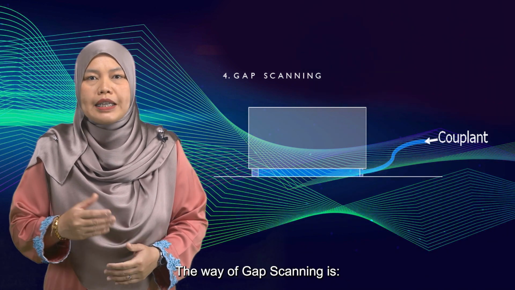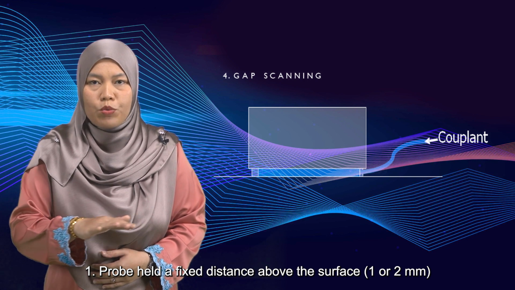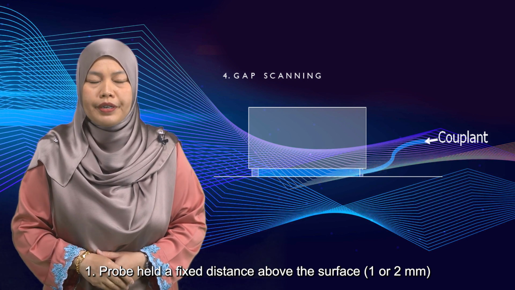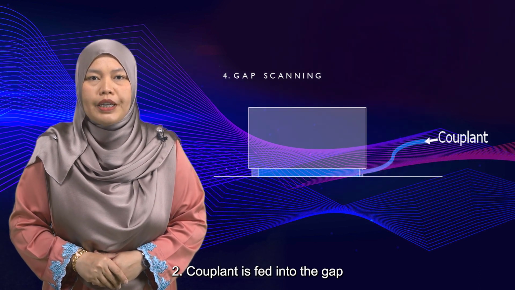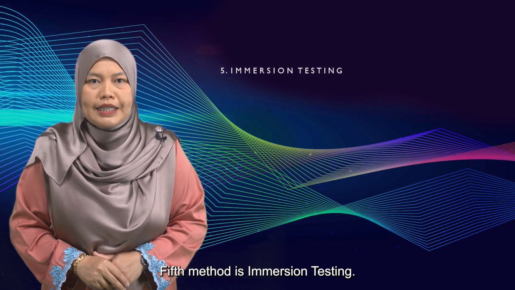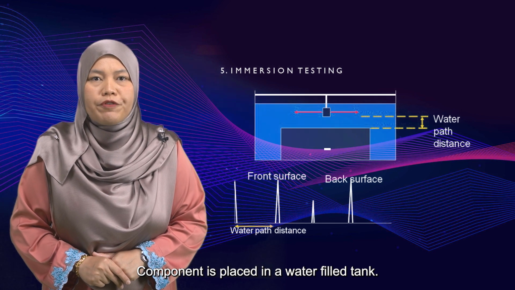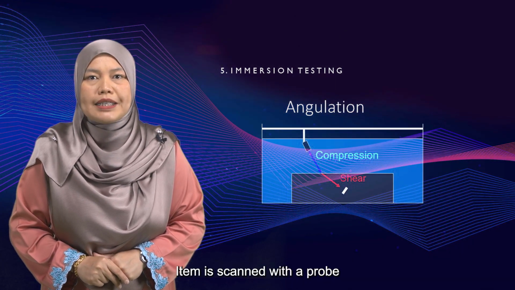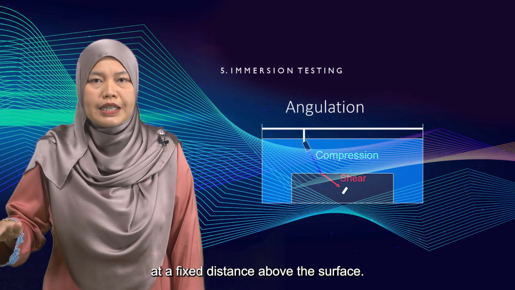The way of gap scanning is: number 1, probe has a fixed distance above the surface, which is 1 or 2 mm. Number 2, couplant is filled into the gap. Fifth method is immersion testing. Component is placed in a water-filled tank. Item is scanned with a probe at a fixed distance above the surface.